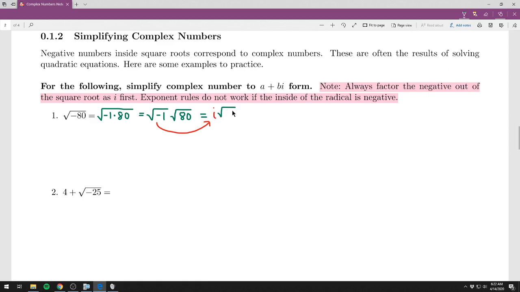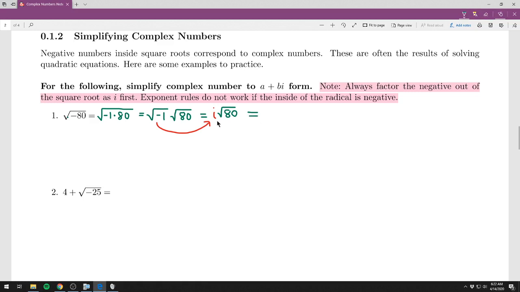So I'm going to leave the square root of 80 alone for a second. What I want to point out here is that anytime you have a negative in a square root, if you go through these steps, you're always going to get the number inside positive with an i outside. And you can definitely use that shortcut. But you want to make sure you simplify it first, like this.